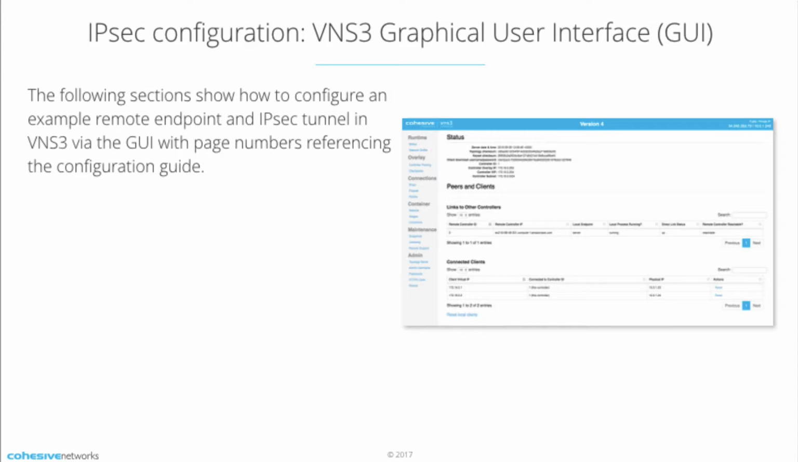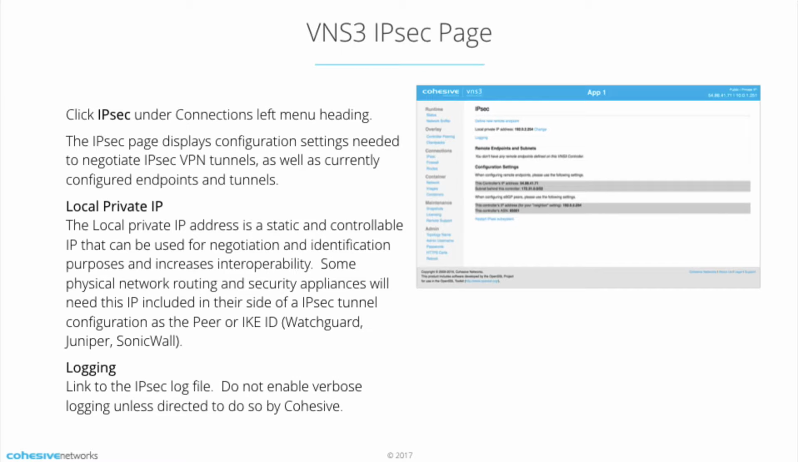In this documentation, we basically show the key steps. These are all things that are in the configuration guide. What I'll do here is just orient you. This documentation shows you about the IPsec page itself. The local private IP we talked about is a persistent NAT-Traversal IP, but it's also your IKE Peer ID, and that's what that means.